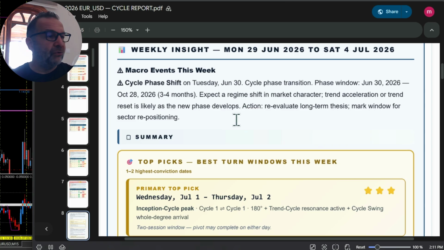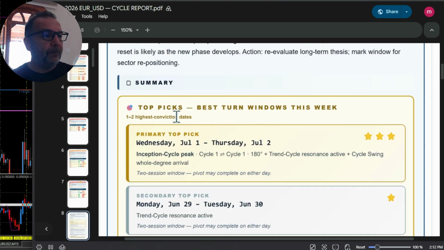But this is a regime change, and it's a shift in the market. So we want to be careful. This could be like a long-term shift in the market. So if the market is turning around, we could find ourselves going for a while in that direction. Summary, top picks, best turn window this week.